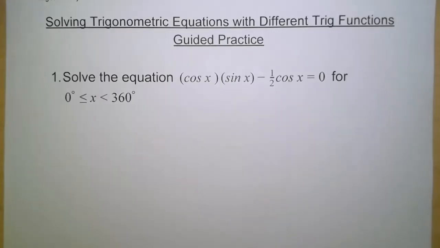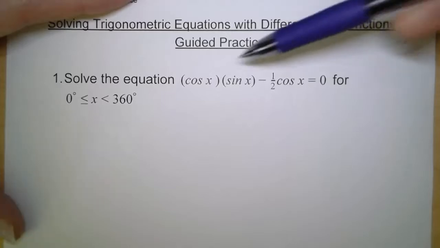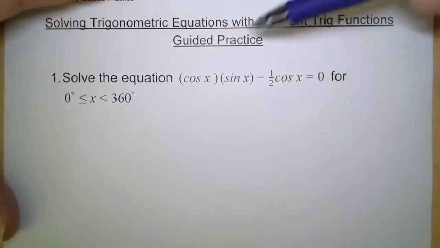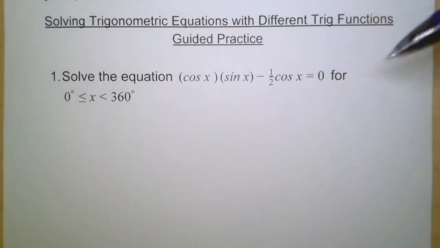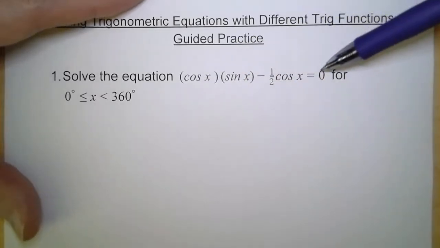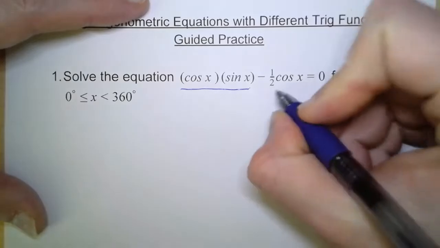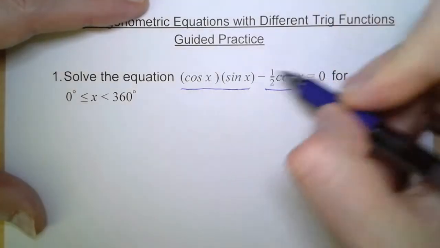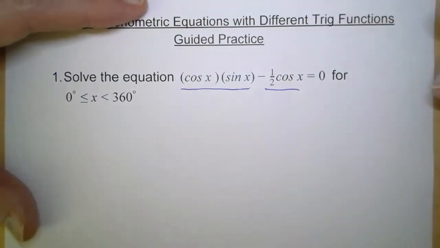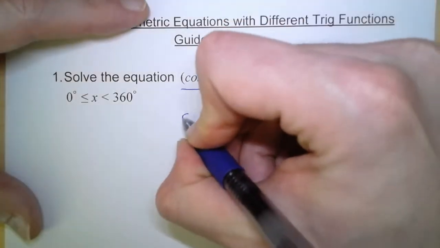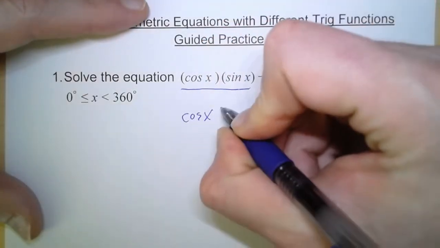So, let's get started. With this equation, unlike the previous video where we had just one trig function equal to a number, here we have cosine and sine together. How do we handle this? Well, one thing that both of these two terms have in common is that they both have cosine. So what we can do is factor cosine of x out.